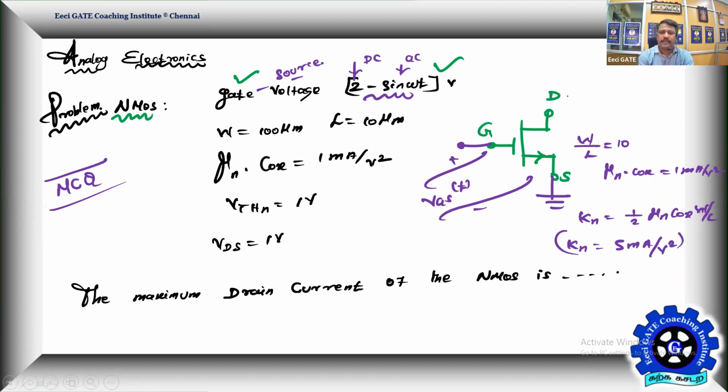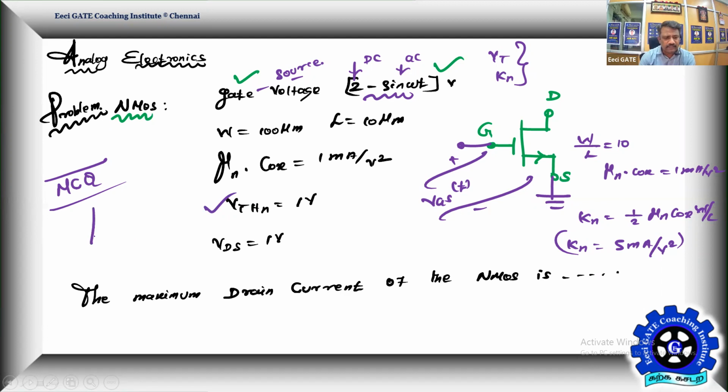Usually we look for two data: one is threshold voltage, another one is Kn. With that, we can pick either the ohmic state of operation or the saturation state of operation of NMOS, because the VGS is going to keep the device in on condition. If NMOS is on, it may be either in ohmic or in saturation. The threshold voltage is given as 1 volt.